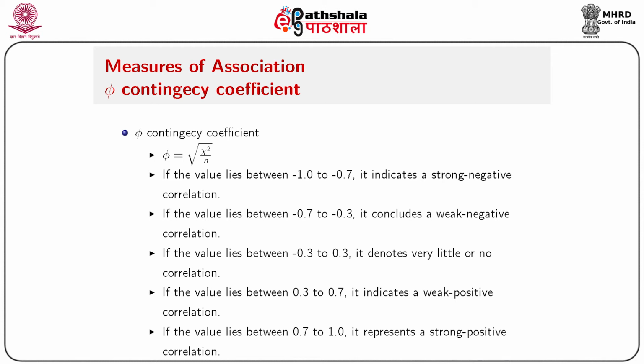If the value lies between -1 and -0.7, it indicates a strong negative correlation. If the value lies between -0.7 and -0.3, it indicates a weak negative correlation. If the value lies between -0.3 and +0.3, it denotes very little or no correlation. If the value lies between 0.3 and 0.7, it indicates a weak positive correlation. If the value lies between 0.7 and 1, it represents a strong positive correlation.